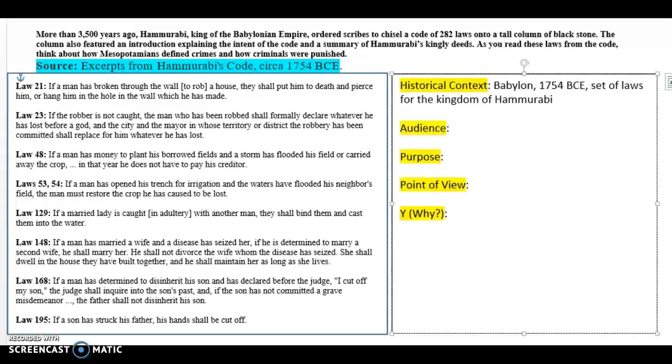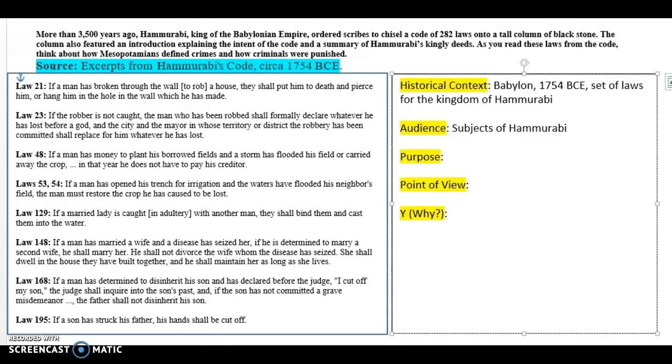You'll also see the audience. If this is a series of laws on a column of black stone, and if you keep going, it says the column also featured an introduction explaining the intent of the code and a summary of Hammurabi's kingly deeds. So it sounds like the audience is the subjects of Hammurabi, the people who would follow Hammurabi.